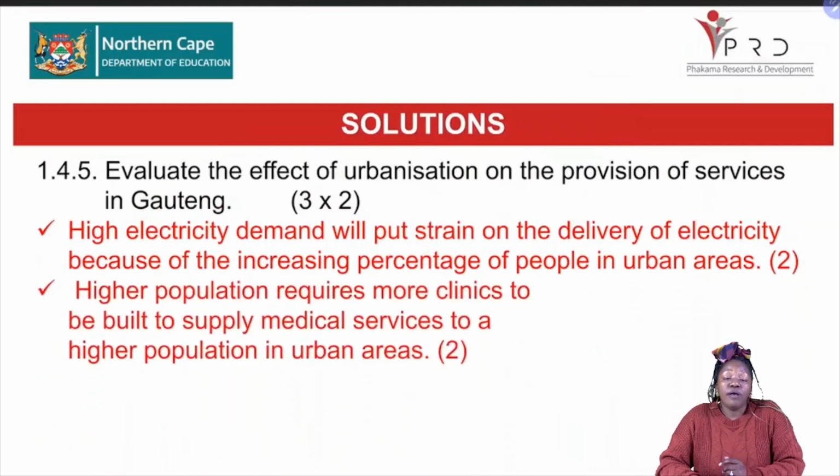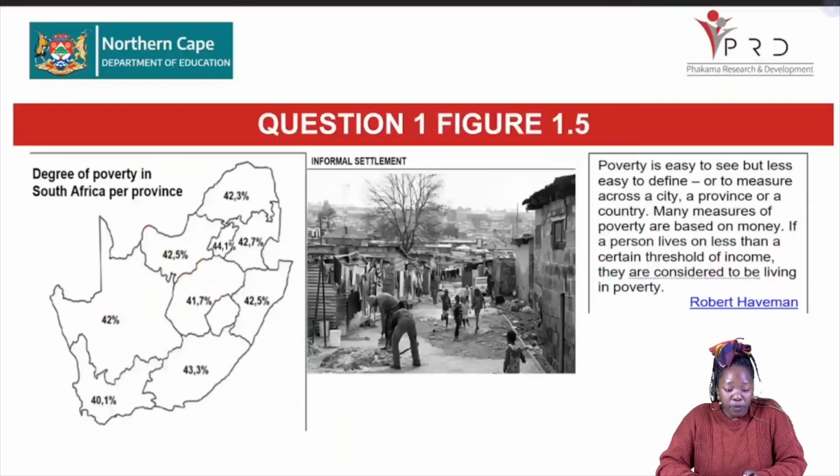Then also we're looking at the medicals. If there are so many people in that area, which means there will be so many people needing medication, remember, which means the government or the municipality in Gauteng will end up spending more. Then we're looking at your figure 1.5.